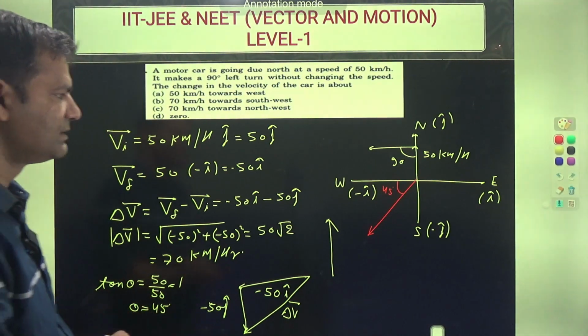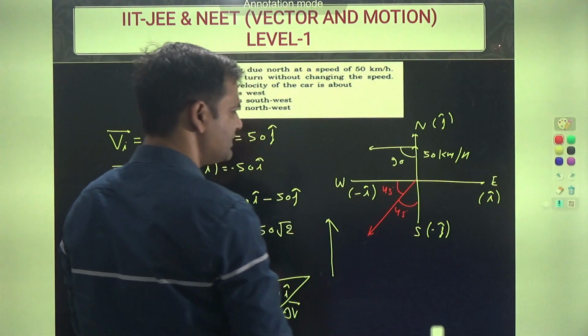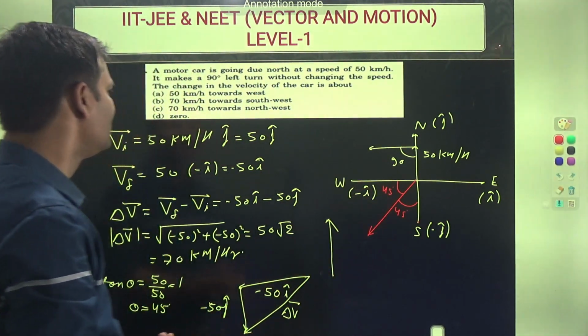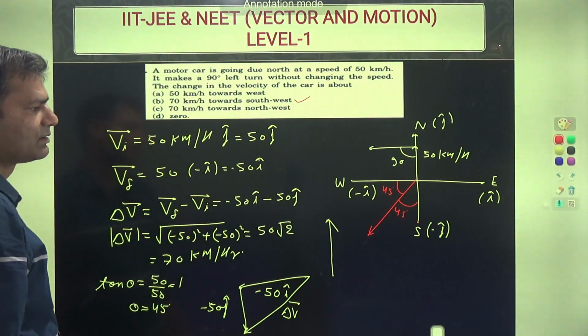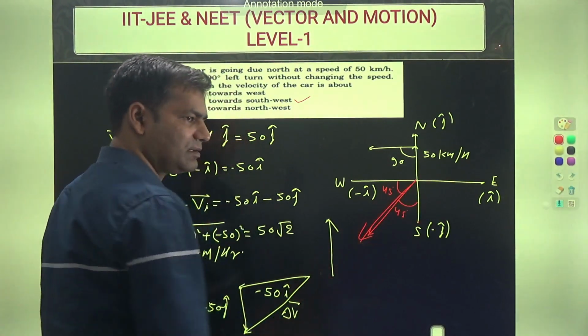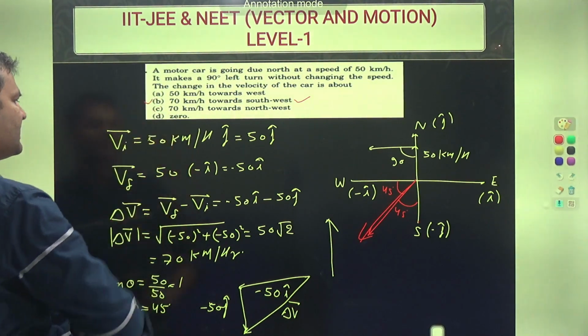Okay, and this is also 45 degree. So it is just south to west, 70 km per hour south to west. Okay, the change in speed, that is delta V, like that one. So which one is correct? B is the correct option. Make it.